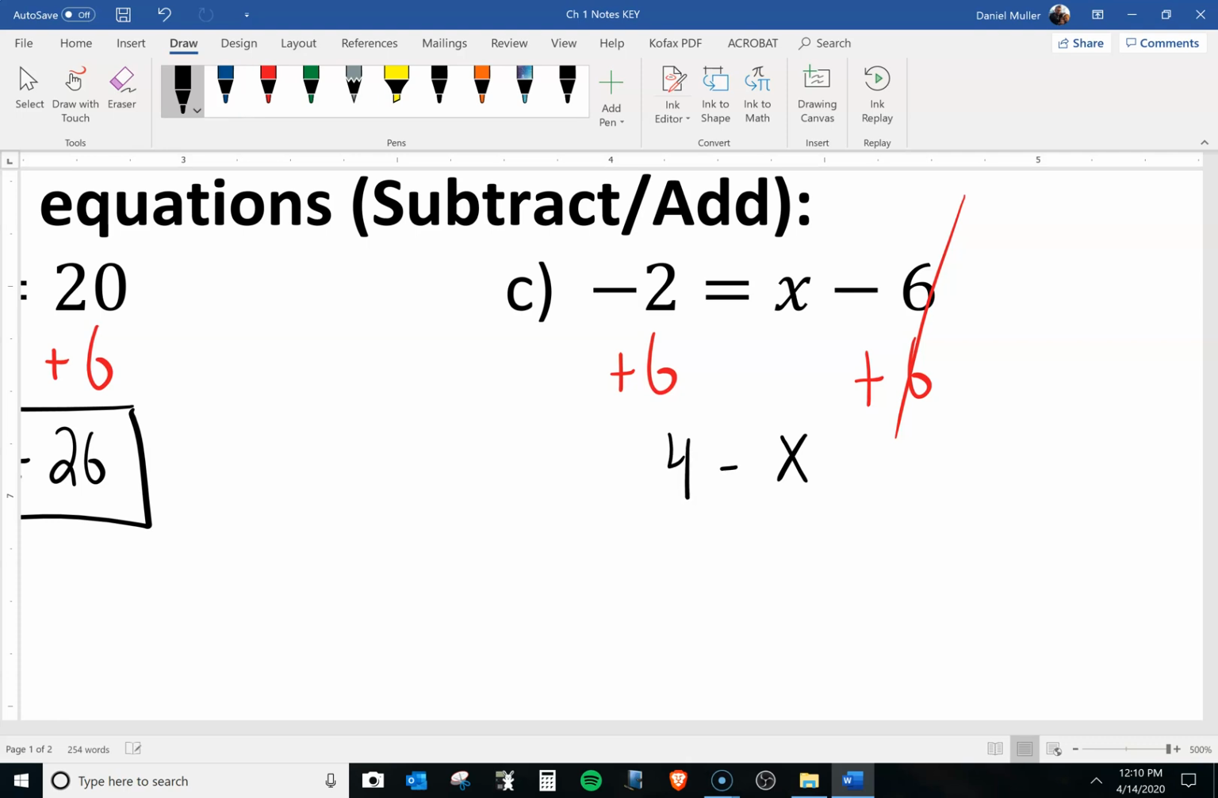Now you have to kind of read it this way. X is equal to 4, or 4 is equal to x, but the whole idea is to get x alone. So we don't mind if the x is on the right or on the left. It doesn't really matter.